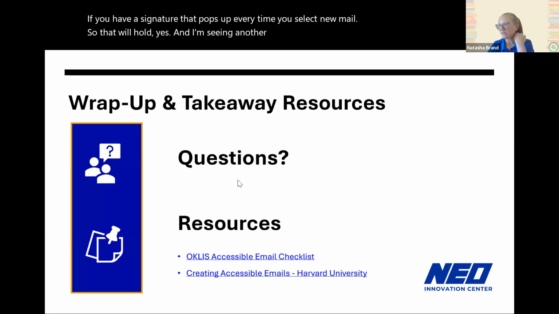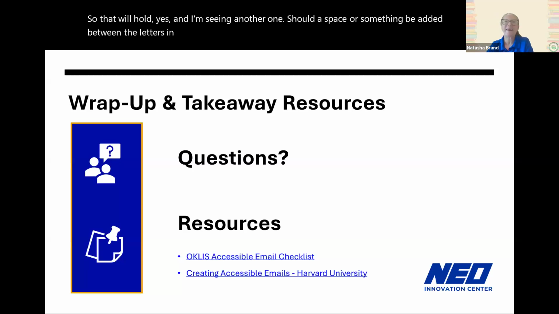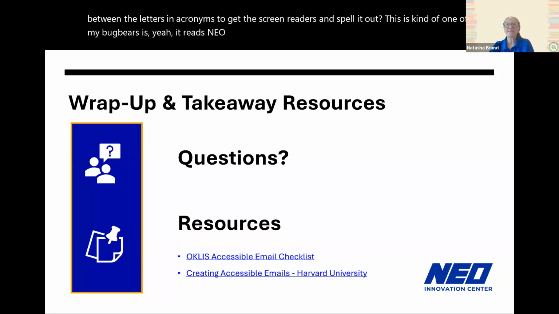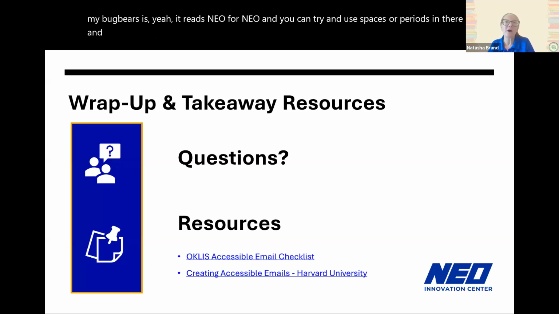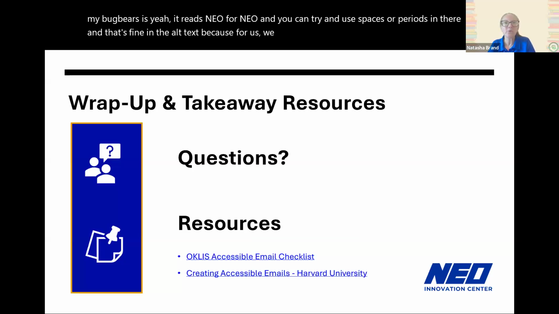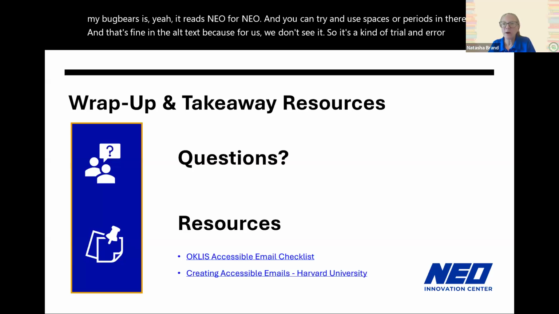Should a space or something be added between the letters in acronyms to get the screen reader to spell it out? This is kind of one of my bugbears. It reads Neo for NEO, and you can try to use spaces or periods in there, and that's fine in the alt text, because for us, we don't see it. So it's a kind of trial and error to see which works.